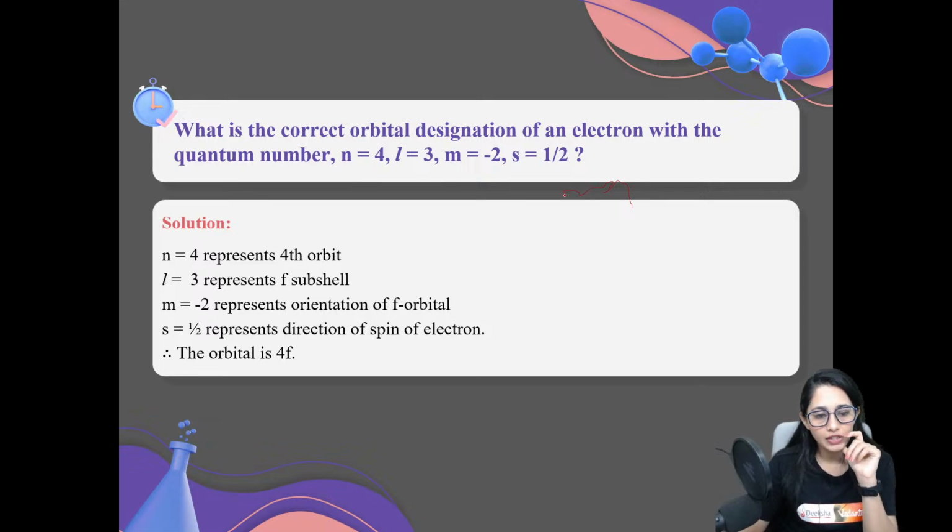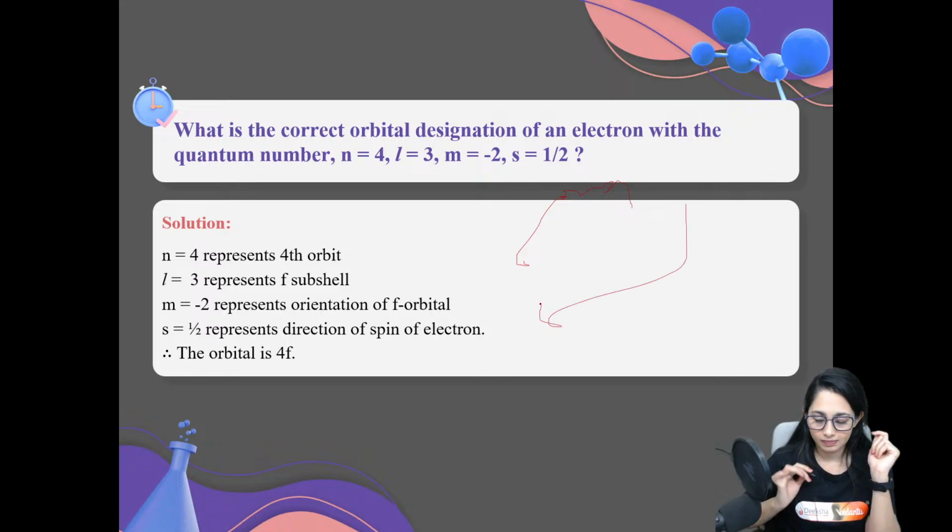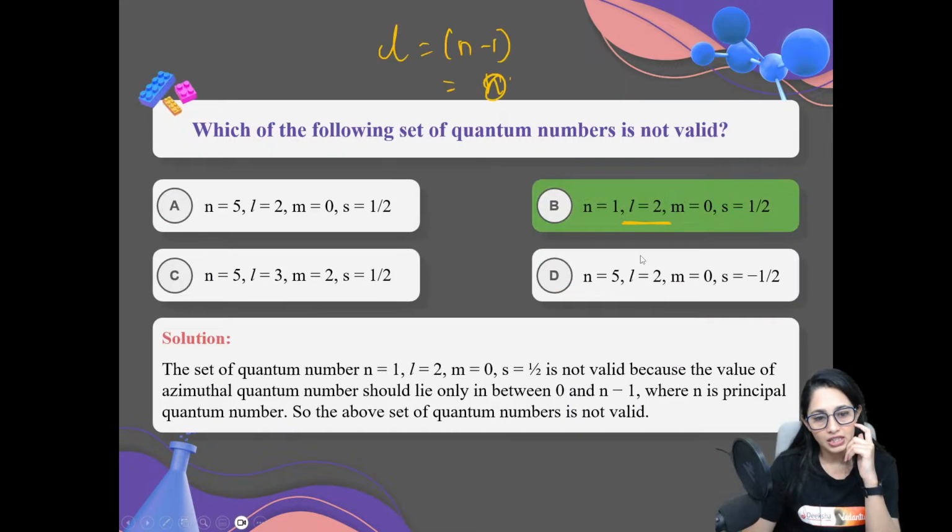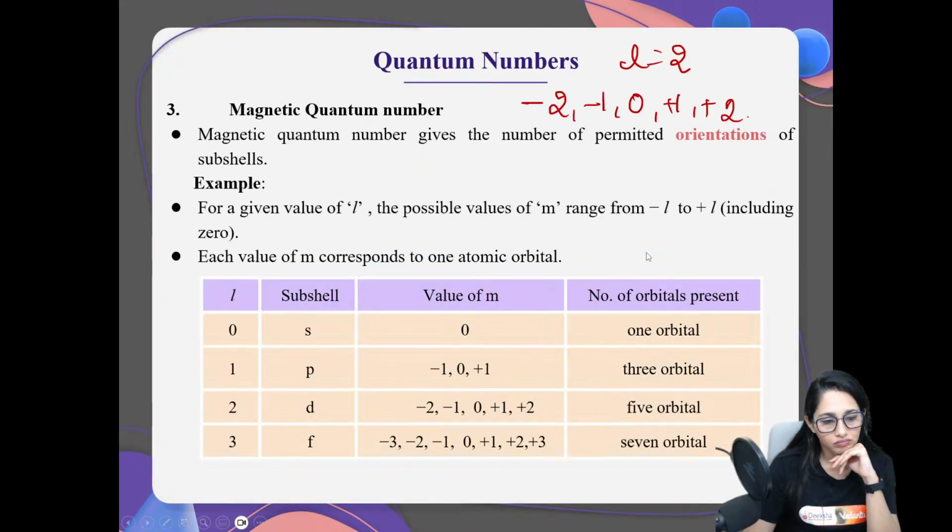So n = 4 represents the fourth orbit. Okay. l = 3 represents the f subshell and m is equal to minus 2 represents the orientation of the f orbital. s represents the direction of the spin of the electron. So the orbital is 4f. Let's go back and see. Look at this. l is equal to 0 is s, l is equal to 1 represents the p subshell, 2 the d subshell, 3 the f subshell. Okay.